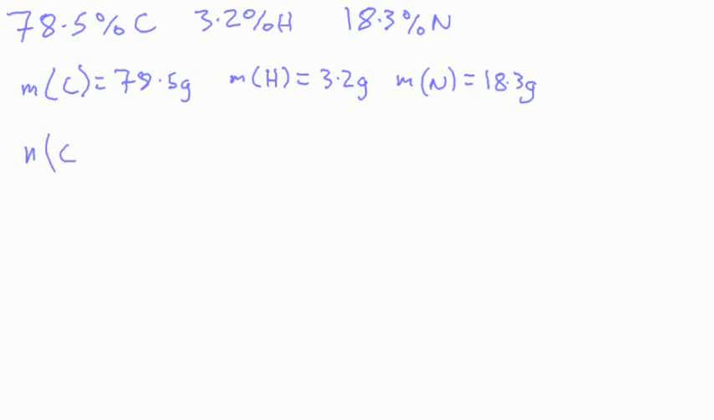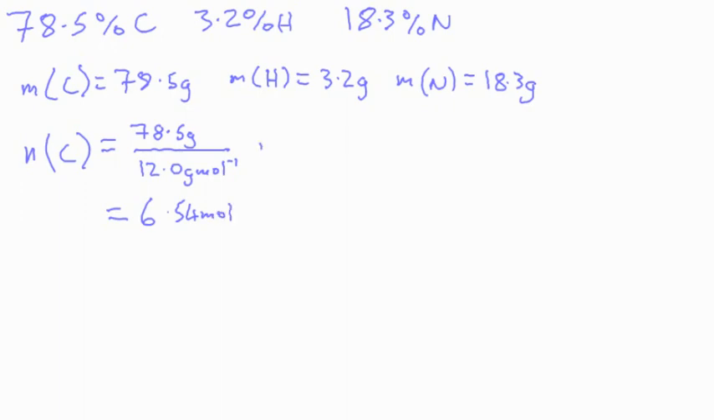We'll start with carbon. Our number of moles of carbon is equal to the mass, 78.5 grams, divided by the molar mass, which for carbon is 12.0 grams per mole. And if we pass it through a calculator, you should hopefully figure out that that is 6.54 moles. If I made a mistake, let me know.